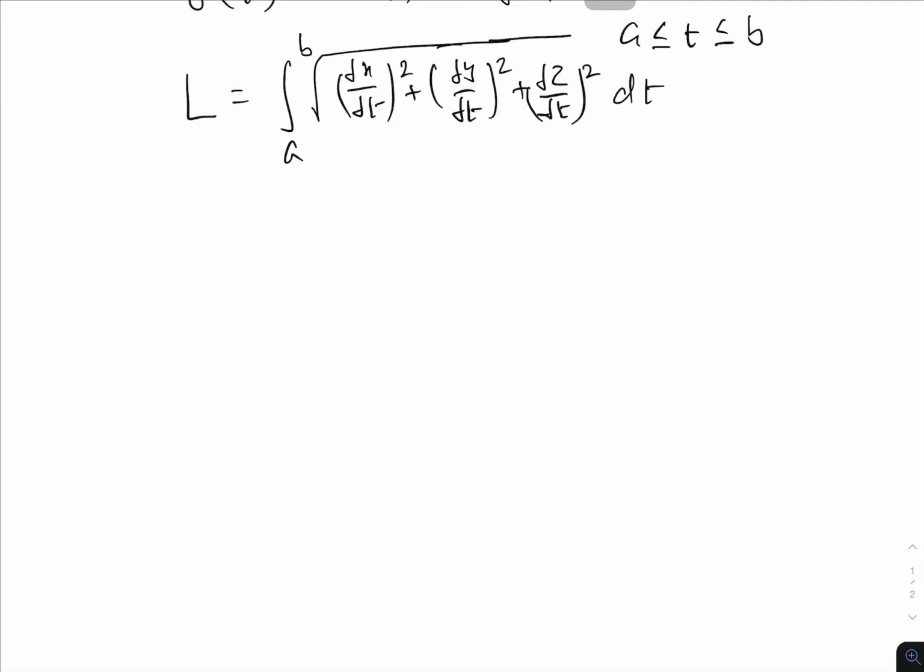Now we know that dx/dt, dy/dt, dz/dt give the velocity. So we can also write this as the integral from a to b of the magnitude of the velocity vector. So that way also we can write.